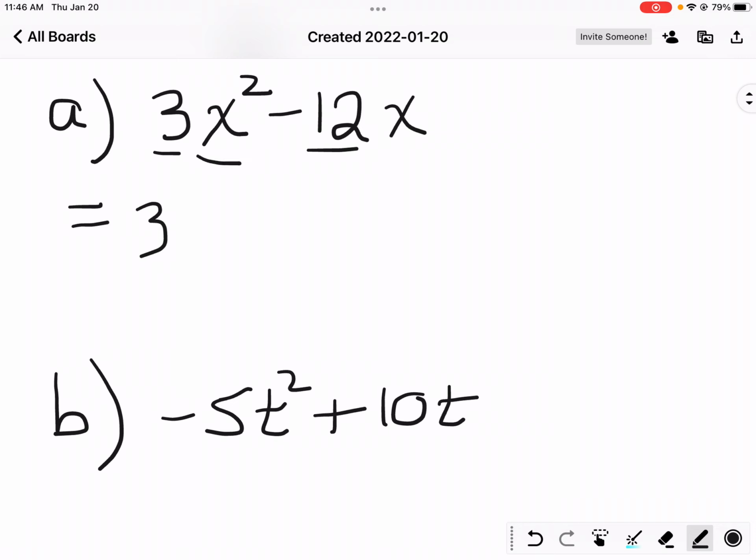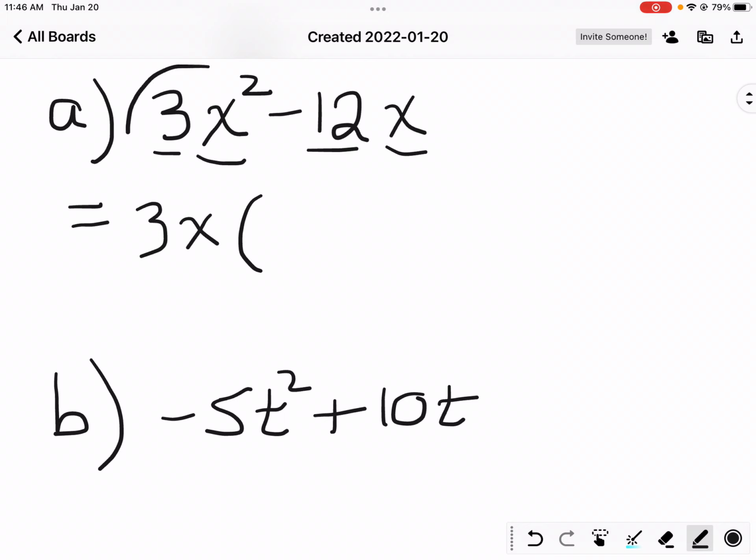I also look at the x squared and the x. These aren't like terms, but they're the variable terms. And I can say, you know what? There's an x in both of those, so I can divide out or factor out an x from both terms. Once I've decided that 3x is my common factor, I will divide both terms by that.